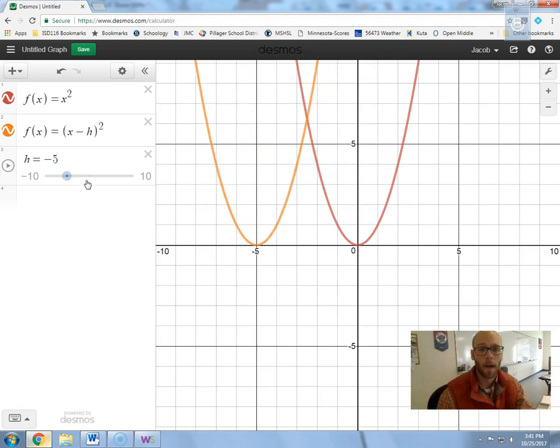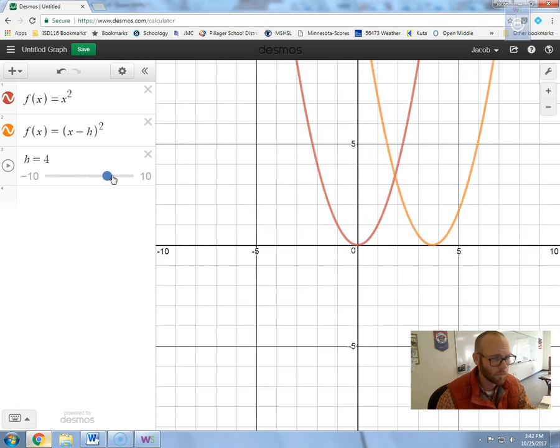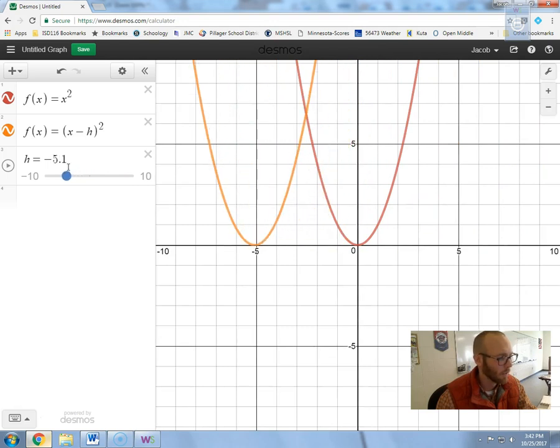Right now it's minus 5. So what would that be? That's x minus h, so that would be x minus a negative 5. So in other words, this is x plus 5 squared, isn't it? And x plus 5 squared moves it 5 to the left. To the right, to the left, right, left, right, left. All right.